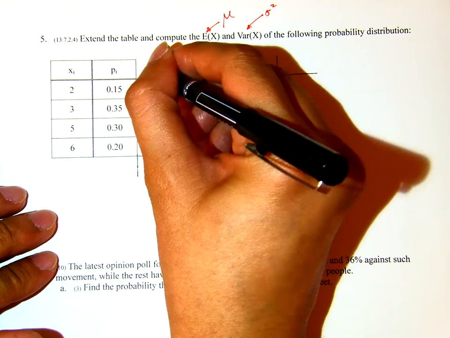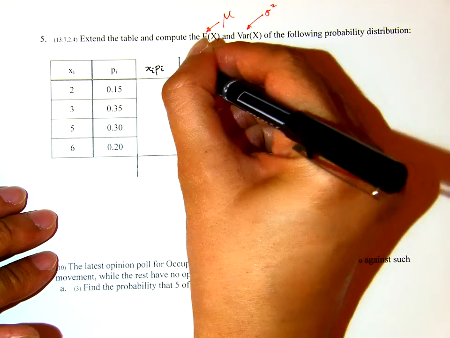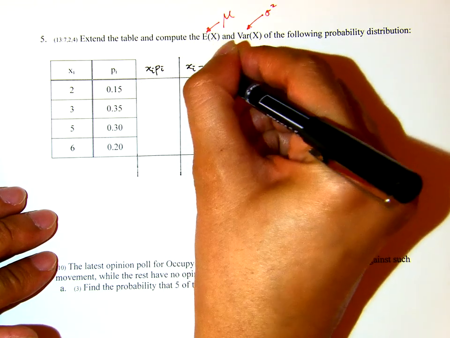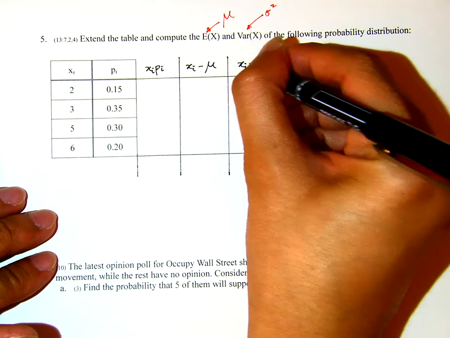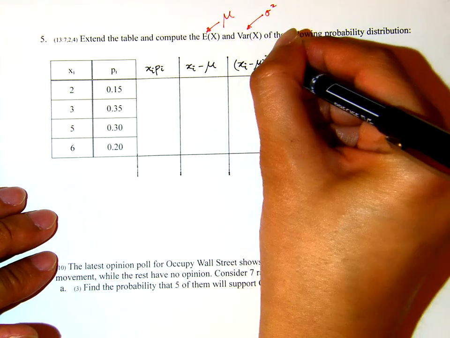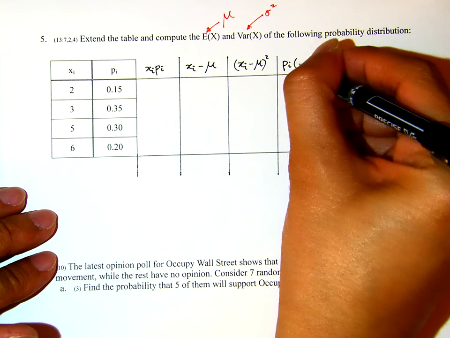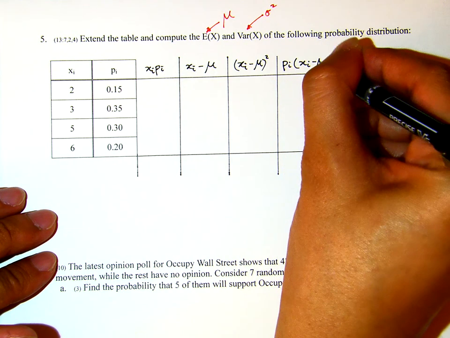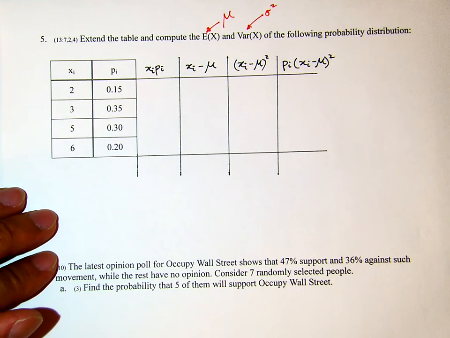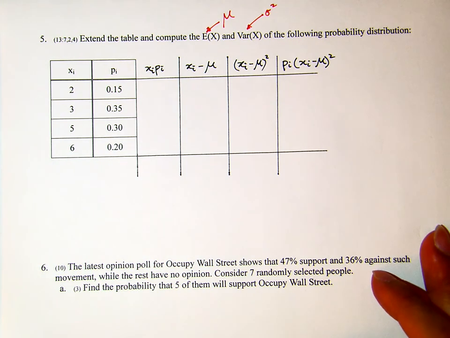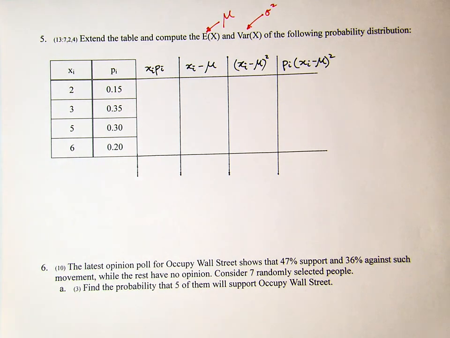Now this is xi, pi, xi minus mu, then xi minus mu squared, and the probability times xi minus mu squared. Now, that one you have to memorize.